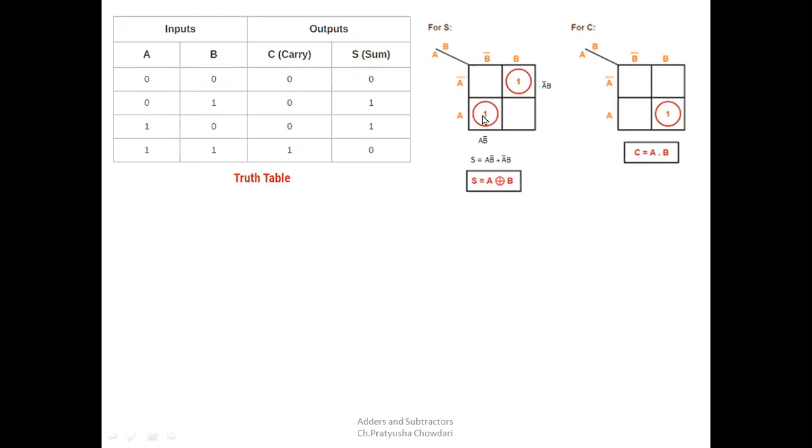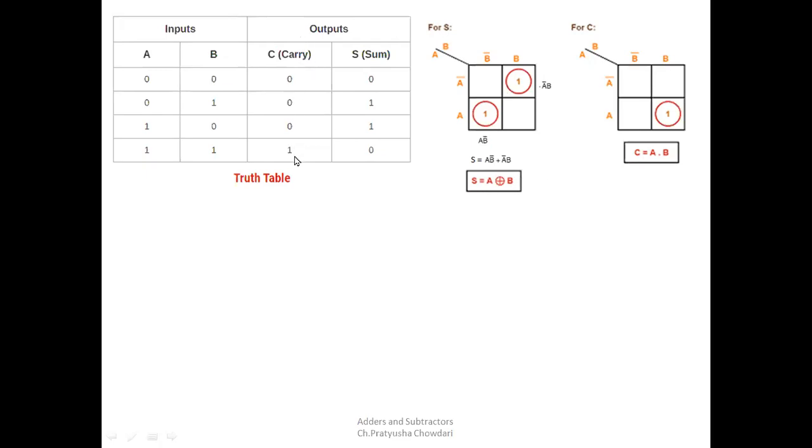See, there is no grouping formed here, so the individual terms are what we are going to take and add. Under SOP, these groups are considered as product terms and we sum them. Product terms are summed together, called SOP. So it is A bar B plus A B bar, which is the expression for A XOR B. So my sum is equal to A XOR B.